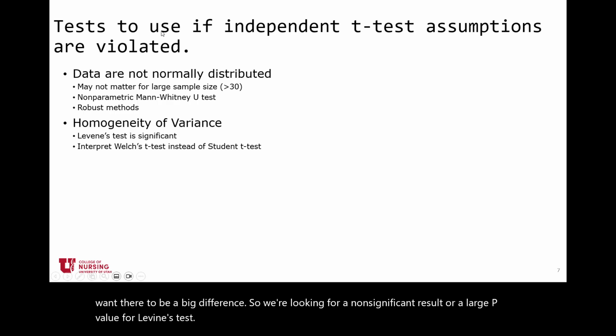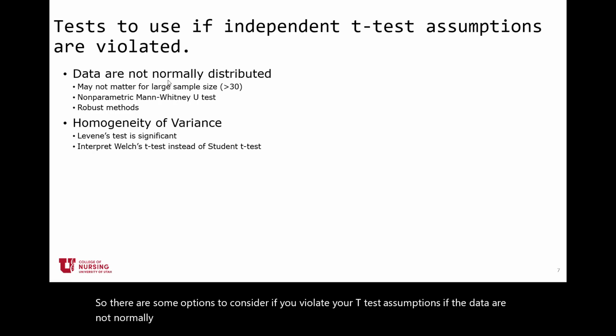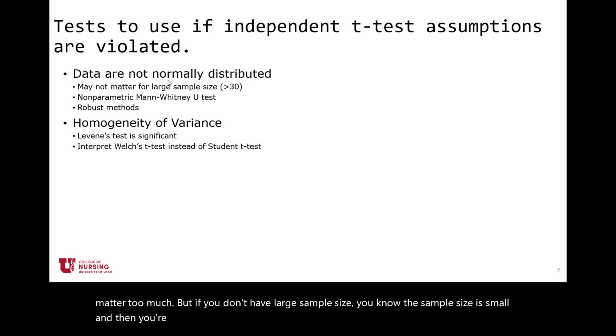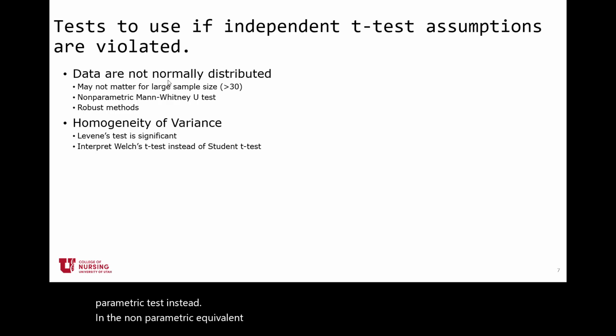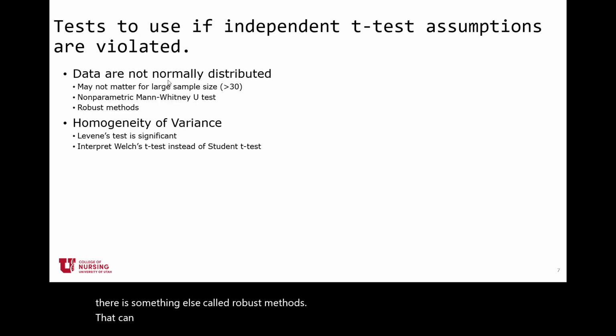So there are some options to consider if you violate your t-test assumptions. If the data are not normally distributed, like I mentioned already, if you have a large sample size, it may not matter too much. But if the sample size is small, and you're not normally distributed, you should probably consider doing a non-parametric test instead. And the non-parametric equivalent of an independent t-test is called the Mann-Whitney U test. And there is something else called robust methods that can be used when you have assumption problems.